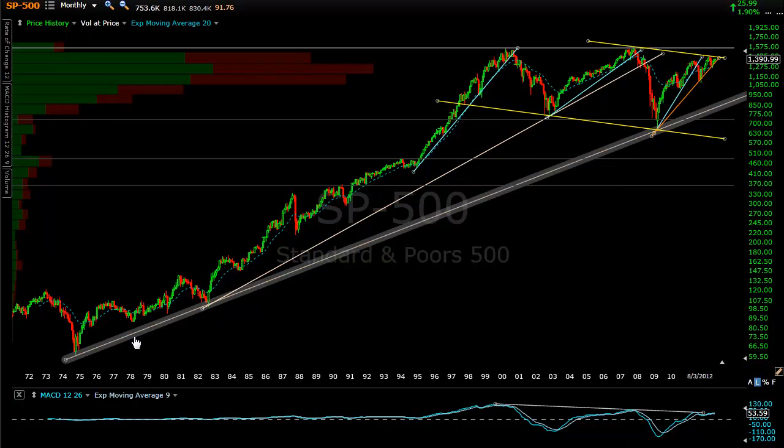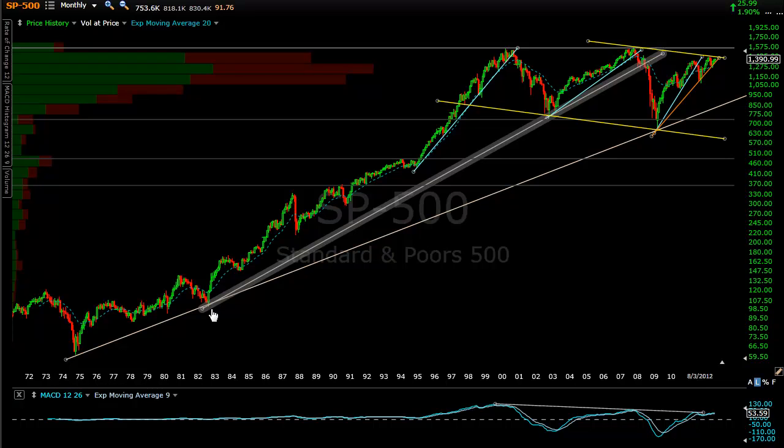Highlight this line that I'm highlighting. This is a key primary uptrend line, started all the way back in the bear market of '74, and as you can see, we've had a second touch here, a third touch here, and on the lows in 2009. It takes two tags to start a trend line and a third to validate it. So we have a pretty valid long-term trend line here to watch.